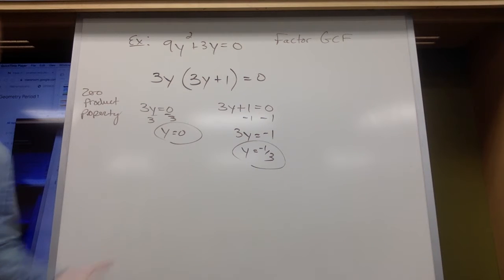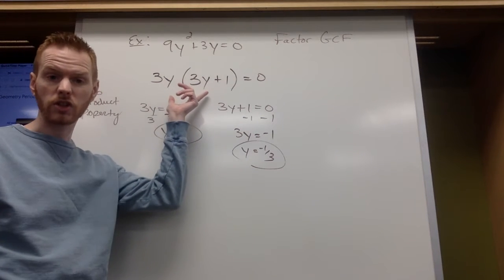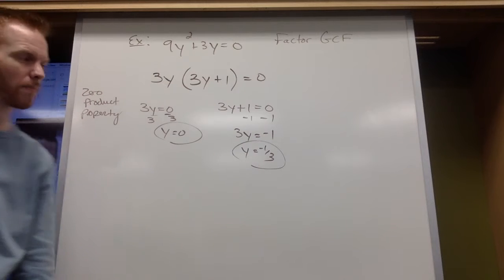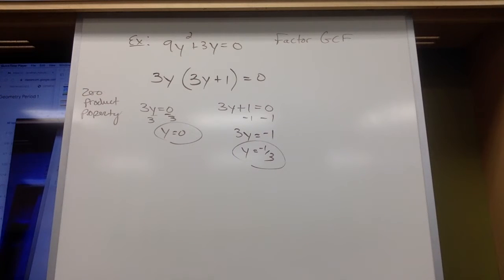Okay? And we got there by factoring a GCF out. These are the factors of this guy. When I multiply these two, I get the original.